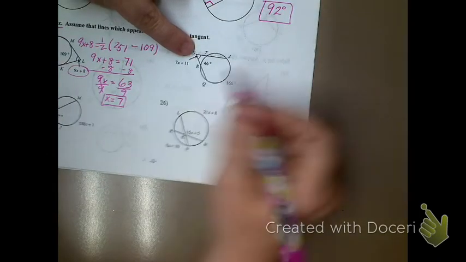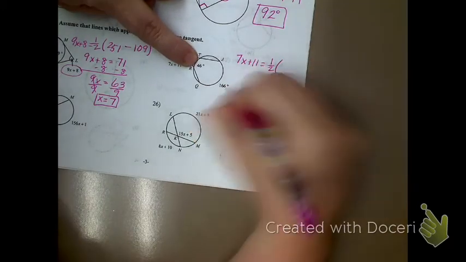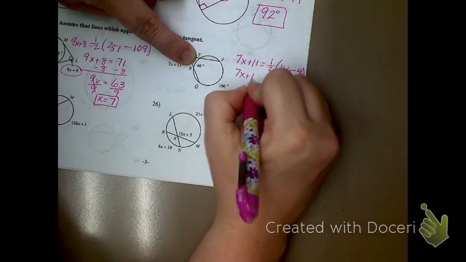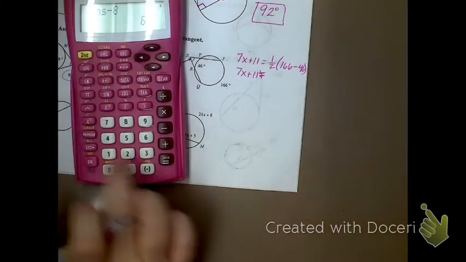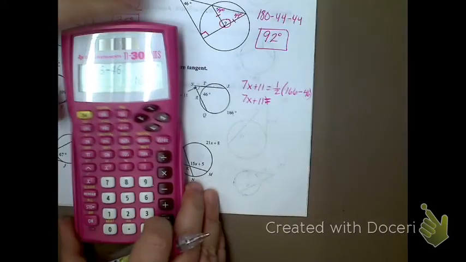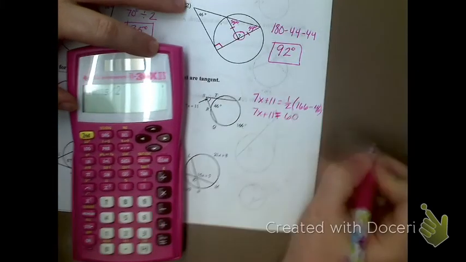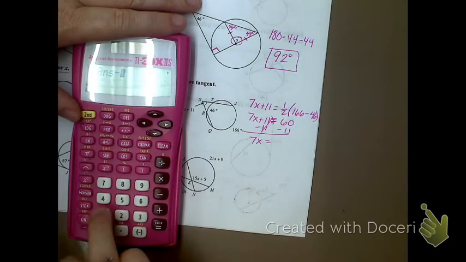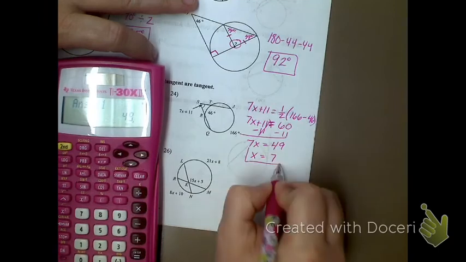This one right here, same story. The angle is equal to 1/2 of the big arc, 166, minus the small arc, 46. So 7x plus 11 equals, let's see, 166 minus 46 is 120. 120 times 1/2, or divided by 2, means the same thing. So I get 60. Subtract 11, 7x equals 60 minus 11, which is 49. So x equals 7 here as well.